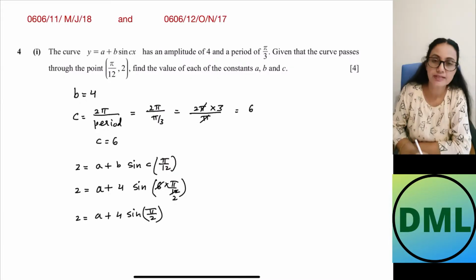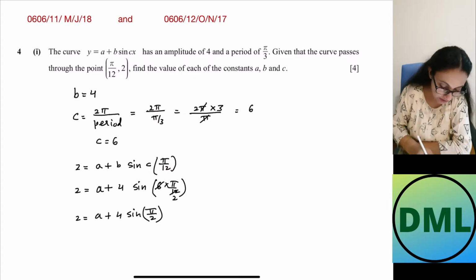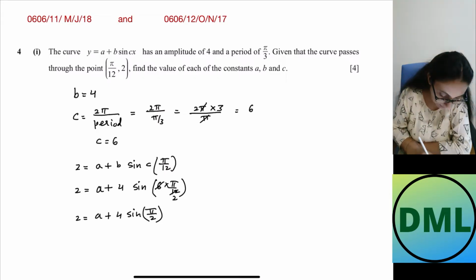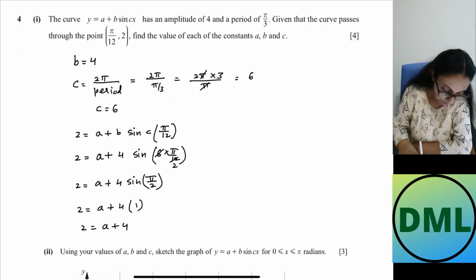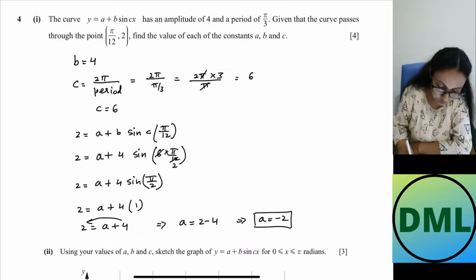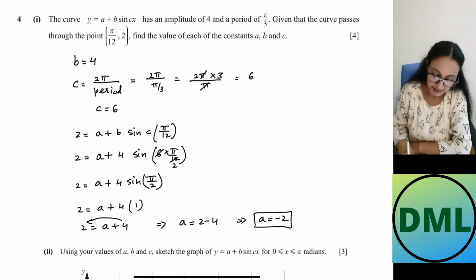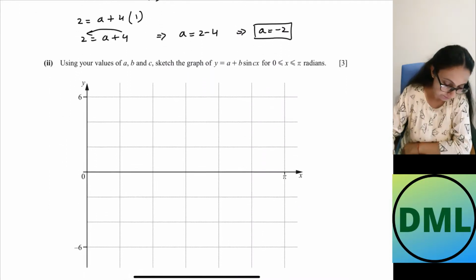What is the value for sine pi by 2? Sine pi by 2 is 1. Let's substitute the value here. 2 is equal to a plus 4, sine pi by 2 is 1. So 2 is equal to a plus 4. Move this 4 to the left hand side. It will be written as a is equal to 2 minus 4. This gives you a is equal to minus 2. These are the values for a, b and c. Let's see the second part here.